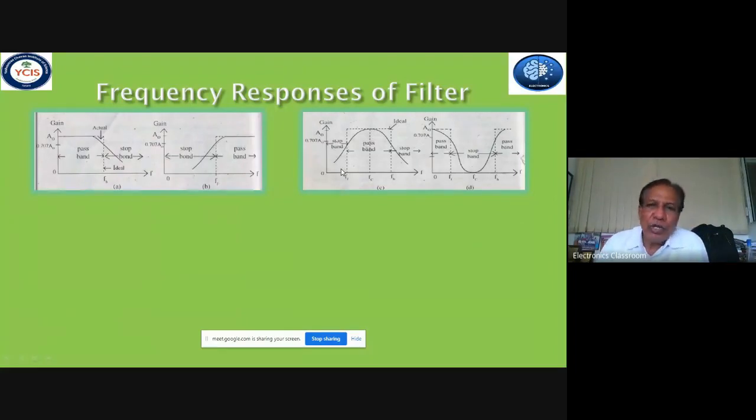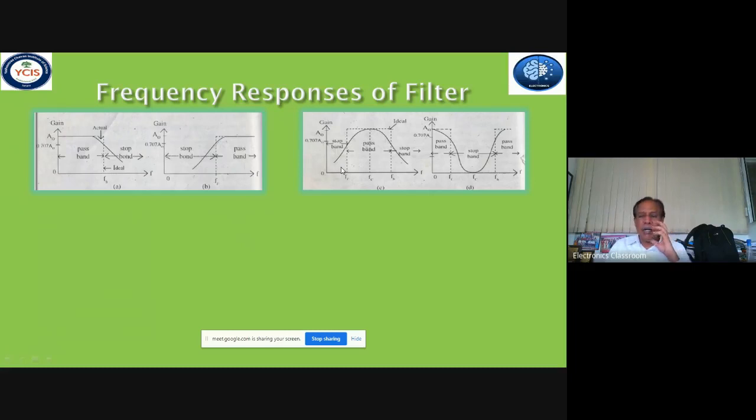And this is the response of the band pass filter. We are going to define our objective. Our objective is to try to understand what we mean by the band pass filter. The band pass filter allows a certain band of frequency, which may be on the lower side, on the higher side, or on the middle side.